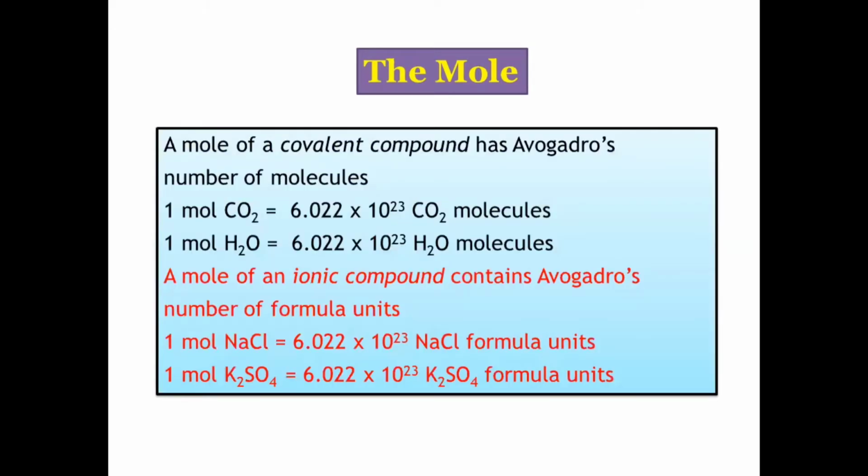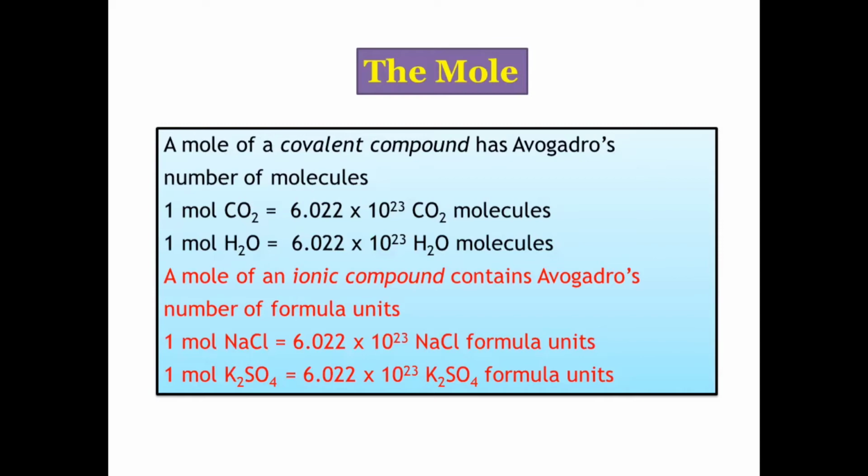There are different types of chemical substances, like covalent compounds or ionic compounds. So what will be the difference in the mole in those cases? 1 mole of a covalent compound is again equivalent to the Avogadro's number of molecules. For example, 1 mole of CO2, which has covalent bonding, is equivalent to 6.022 into 10 raised to 23 CO2 molecules. Similarly, 1 mole of H2O is equivalent to 6.022 into 10 raised to 23 water molecules. So that is very basic: 1 mole of a substance is equivalent to the Avogadro's number.